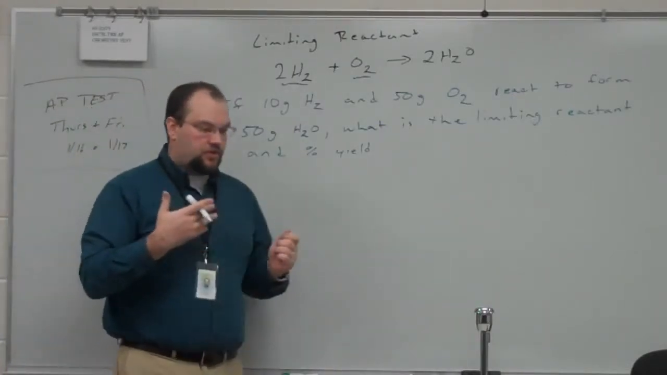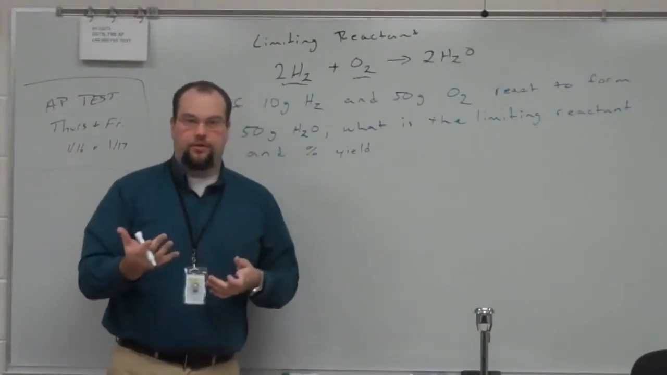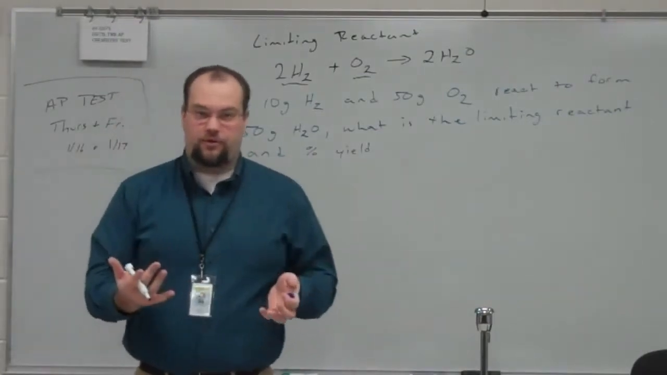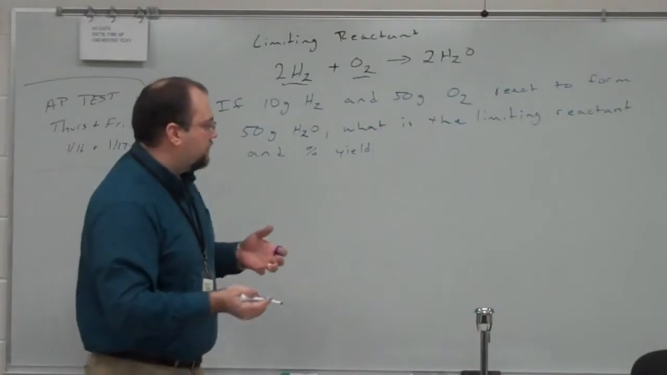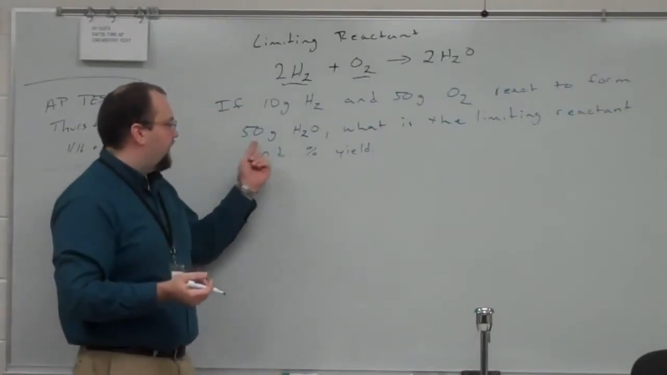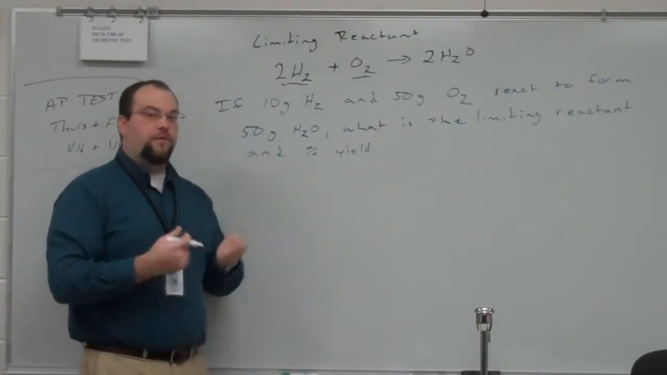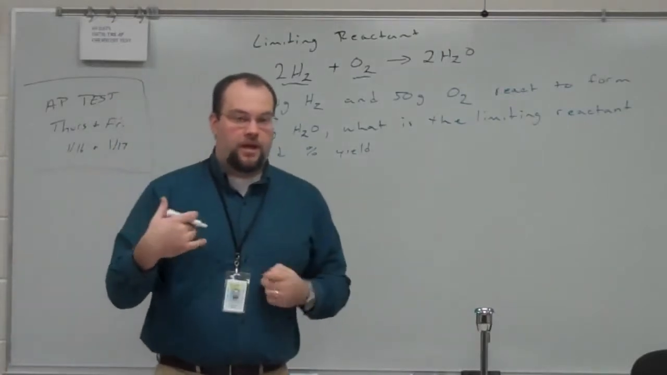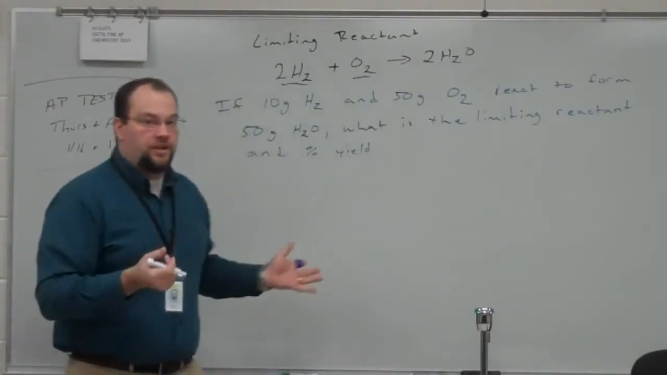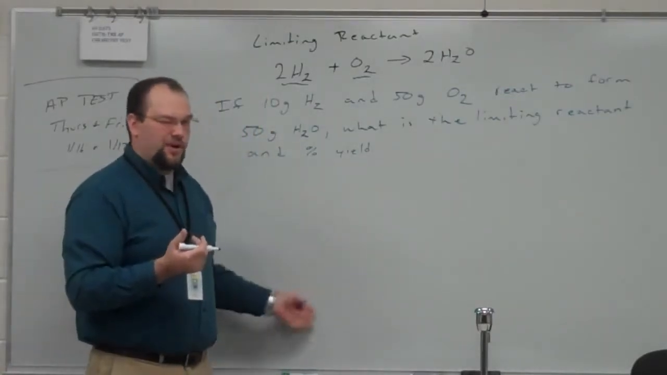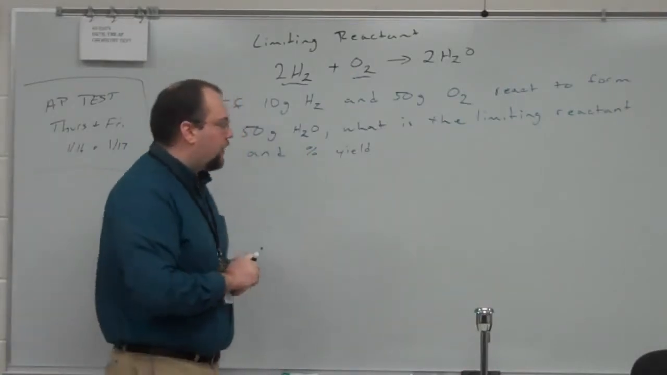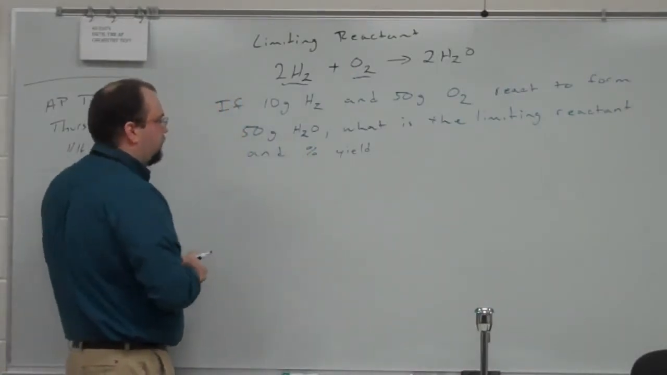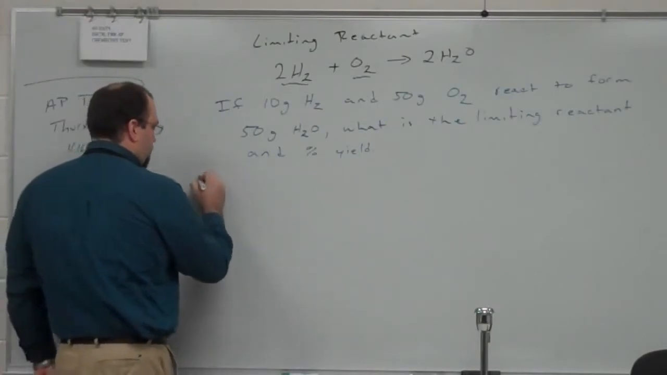The percent yield is essentially how well your reaction did, how well your laboratory situation did. My actual result is 50 grams, over theoretically what I should get. And theoretically what I should get will be the answer to the limiting reactant. So they kind of all nest together. So I'm going to be doing two stoichiometric equations. My first one is for H2.